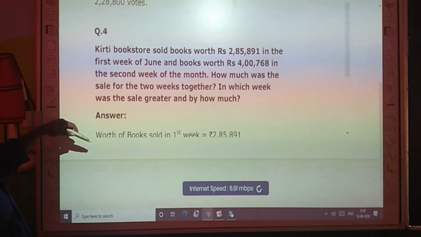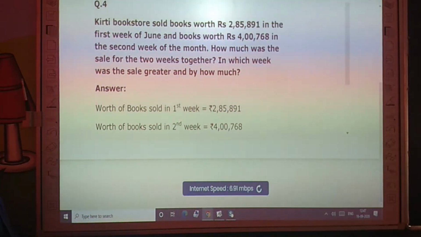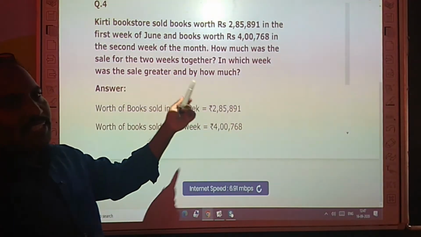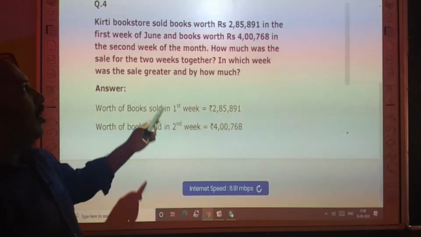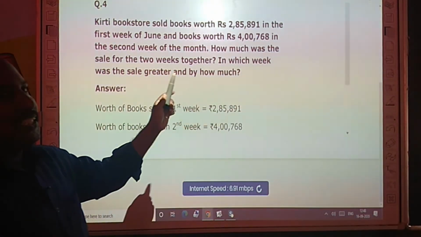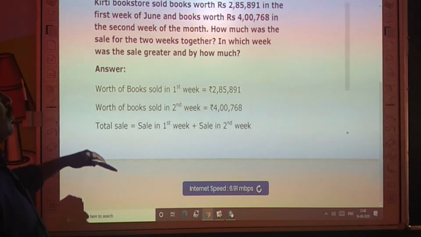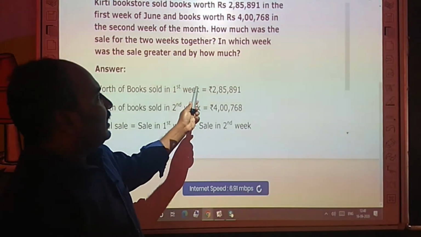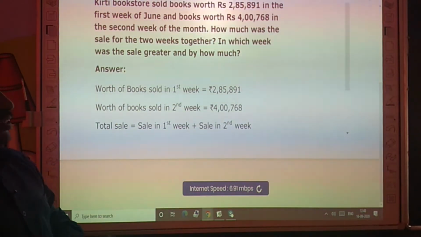Question number 4. Kirti Bookstore sold books worth rupees 2,85,891 in the first week of June, and books worth 4,768 in the second week of the month. How much was the sale for the two weeks together? In which week was the sale greater, and by how much?